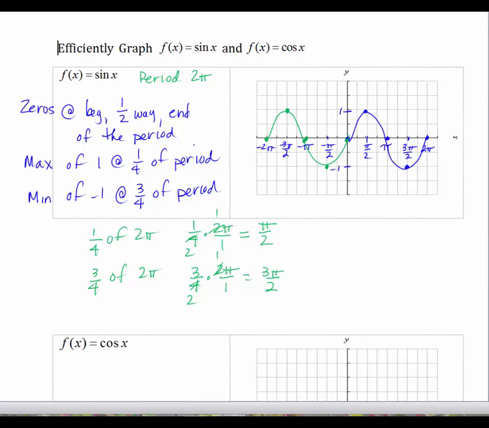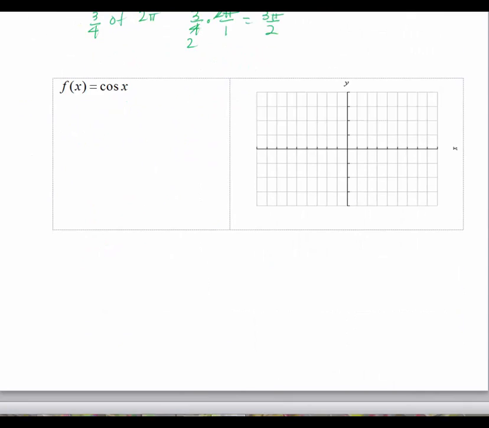So in the end, I will be asking you, when you're graphing sine and cosine functions, that you label your axes with enough information that I know you understand where the ordered pairs are. So let's do the same thing for a basic cosine function.